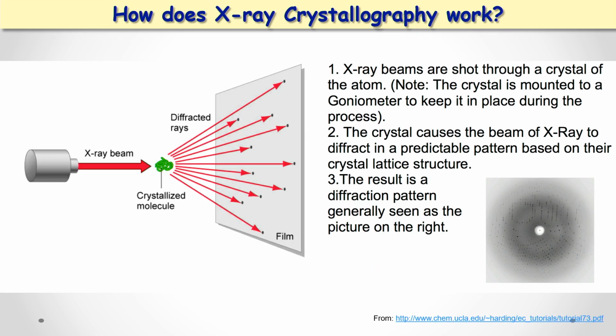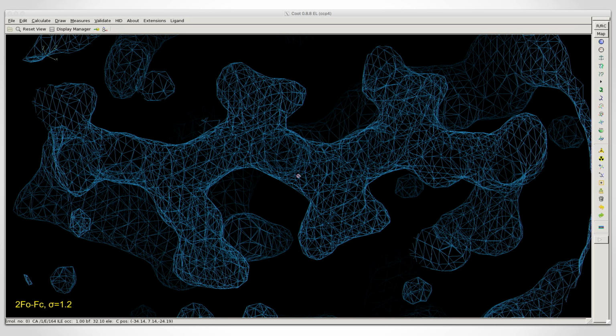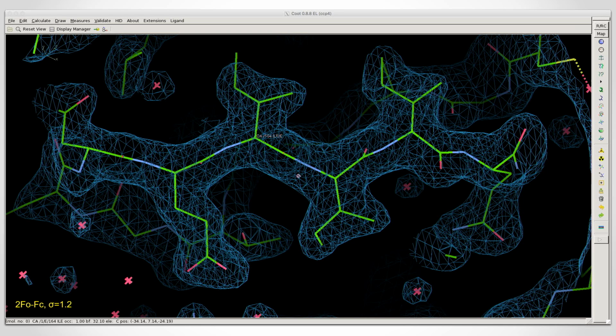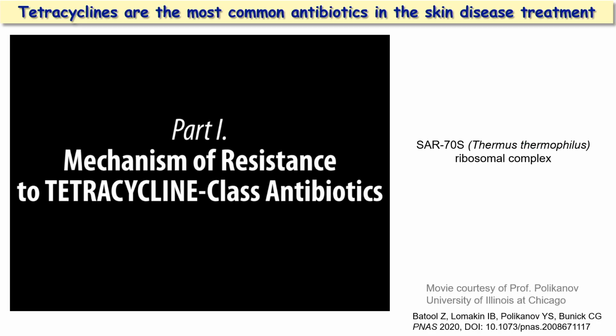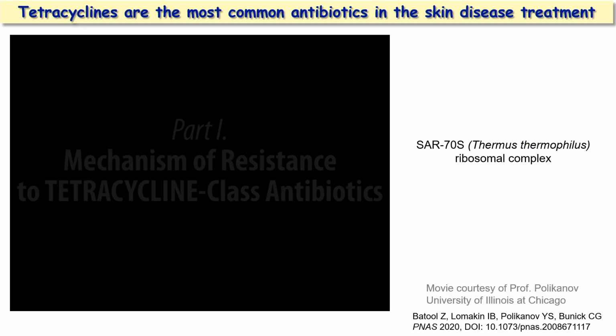How do we do our studies? We use X-ray crystallography to look at the molecular structure of molecules. So in our case, the crystal of the 70S ribosomal subunit is exposed to the X-ray beam that creates a diffraction pattern from which we calculate an electron density map in which we can build a molecular model. We now focus on the structure of the ribosome with sarecycline, using ribosome purified from the model organism Thermus thermophilus.